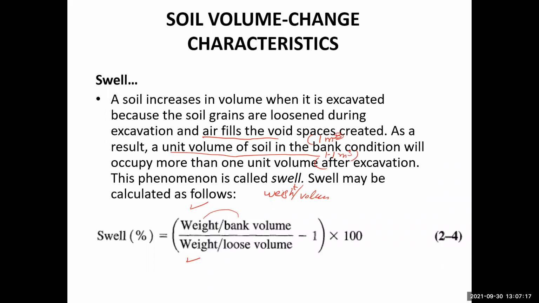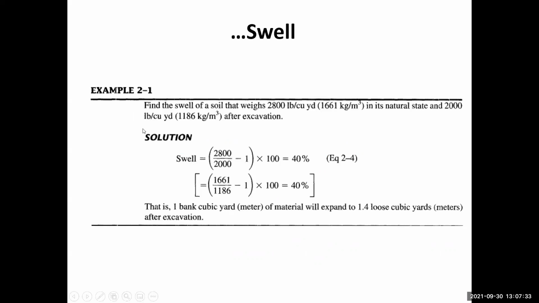Okay. So you got it. Yeah, it's a very simple concept, but if you got it, then it's very easy.